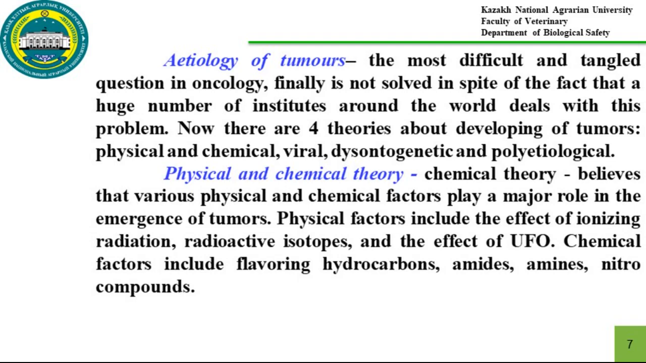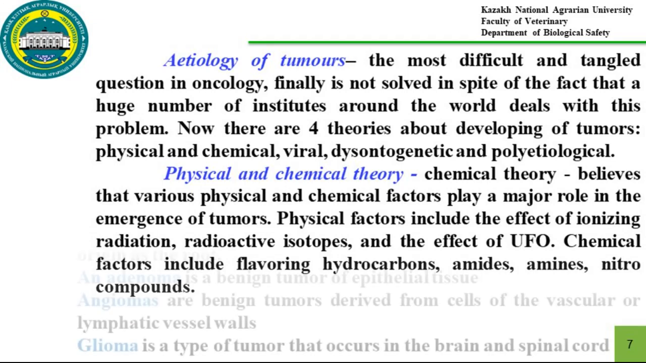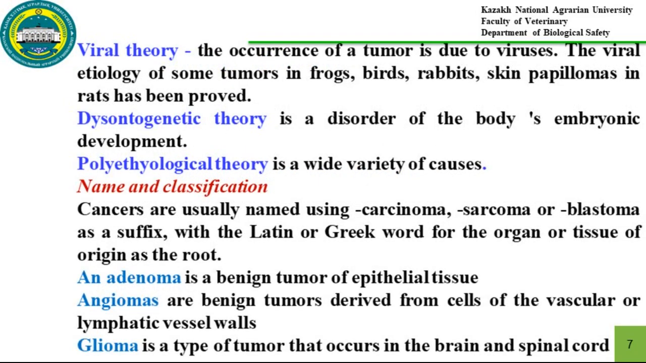Physical and chemical theory. This theory believes that various physical and chemical factors play a major role in the emergence of tumors. Physical factors include the effect of ionizing radiation, radioactive isotopes, and others. Chemical factors include aromatic hydrocarbons, amines, and nitric compounds. Next, viral theory. The occurrence of a tumor is due to viruses. The viral etiology of some tumors in frogs, birds, rabbits, and skin papillomas in rats has been proven. Dysontogenetic theory is a disorder of the body's embryonic development. Polyetiological theory is a wide variety of causes.